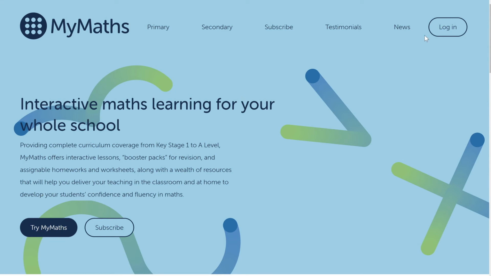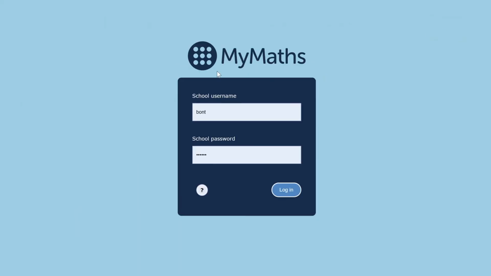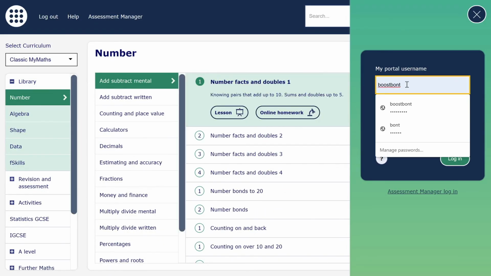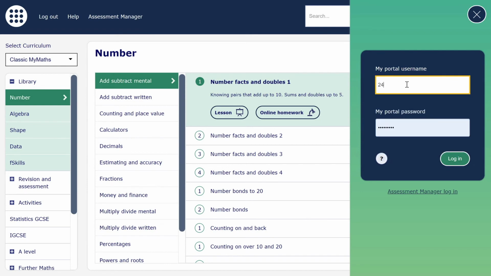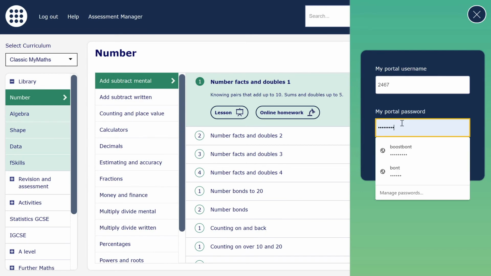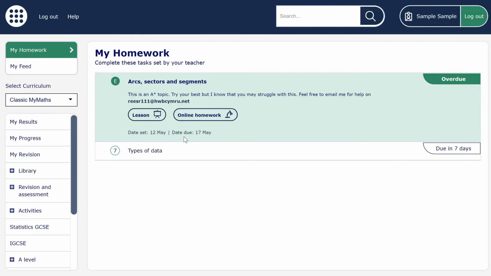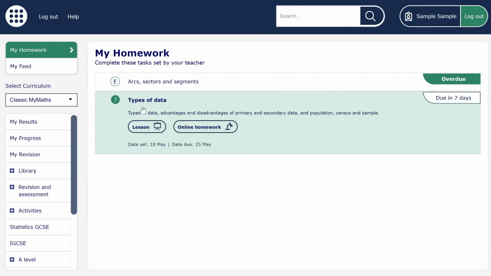So that's the end of our recap lesson on types of data. So what I'd like you now to do is to visit mymaths.co.uk. We have got a school username and password, so you need to log in using those, and then you all have your own individual My Portal login details. Now if you don't have these for any reason, can you please email me? My email is at the top of the study zone for maths. And I can email you your own individual username and passwords then.